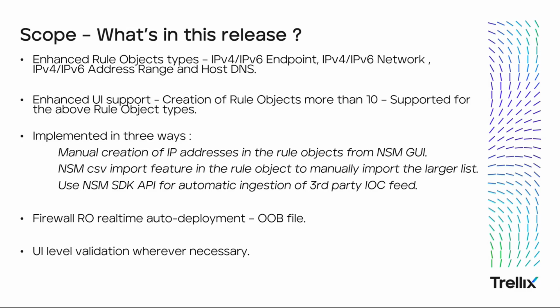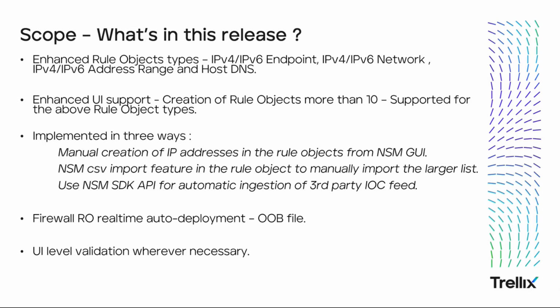Now coming to firewall rule object real-time auto deployment. For certain rule object types such as IPv4 and IPv6 endpoints and IPv4, IPv6 network, if there is any change detected in the list of entries, it could be addition, modification, or deletion, such changes can be automatically deployed on the corresponding sensors with the associated firewall policies which are using those rule objects. And this goes as a network object update called the OOB file, the out of band file.